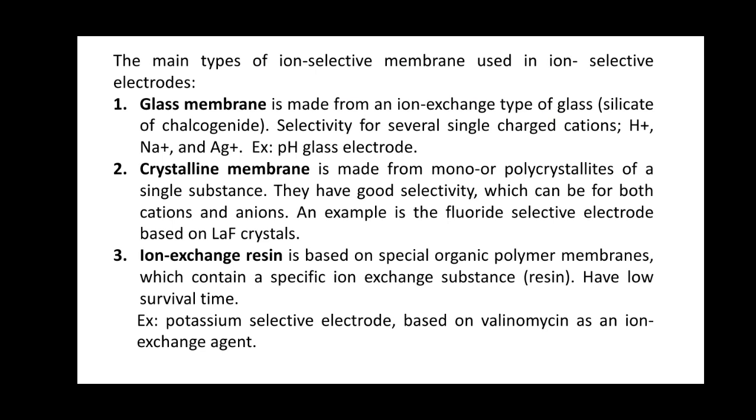So crystalline membrane is made from mono or polycrystallites of a single substance. So they have good selectivity. And ion exchange resin is based on special organic polymer membranes. An example is the potassium selective electrode.